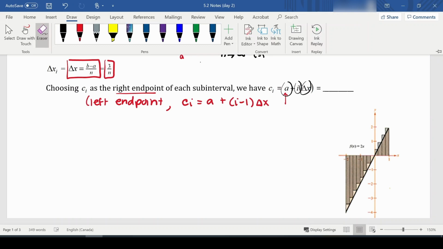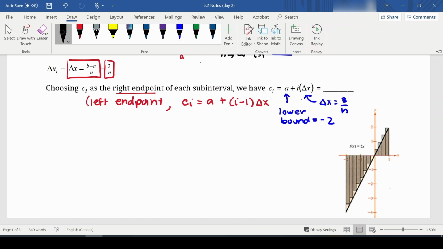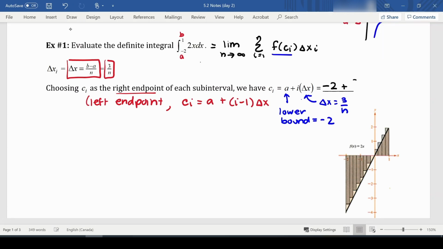So we need to figure out what our ci is going to be so that we can find f of ci so that we can take the sum of all of our little rectangles, and then we can take the limit of that sum as the number of rectangles approaches infinity. So a is our lower bound, which for us equals -2. Delta x we know is 3 over n. So we are going to have -2 plus 3i over n.